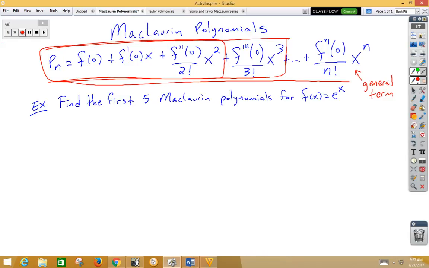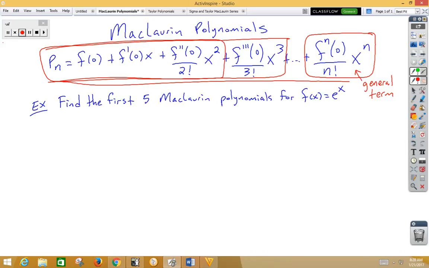Back here, this would be what's known as your general term. Finding the general term is usually the most difficult item to do because you have to look for patterns. So let's take a look and find the first 5 Maclaurin polynomials for f of x is e to the x.